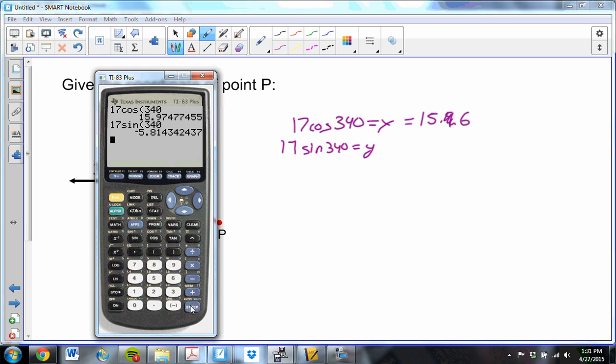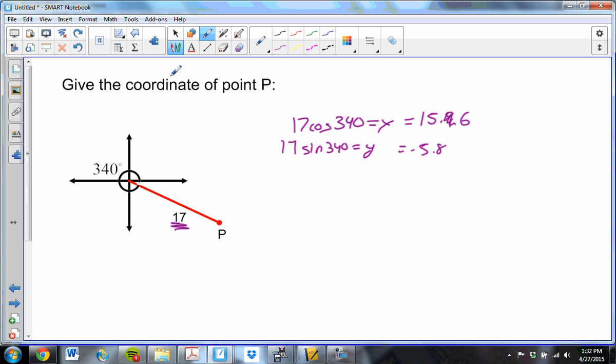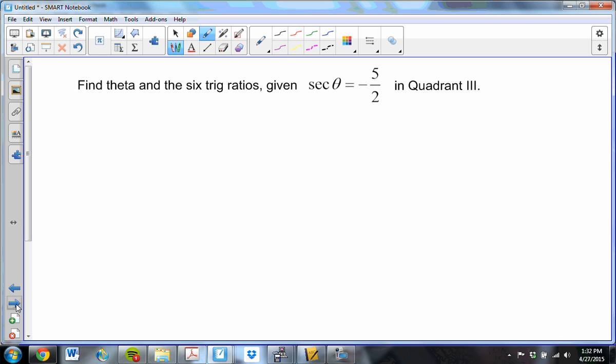Negative 5.8. Let's make sure those points work. Yep, that makes sense: 15.6, comma, negative 5.8. That puts us in the correct quadrant and matches up with the radius here. Good. Next, find theta and the 6 trig ratios given that secant of theta is negative 5 over 2 and you're in quadrant 3.